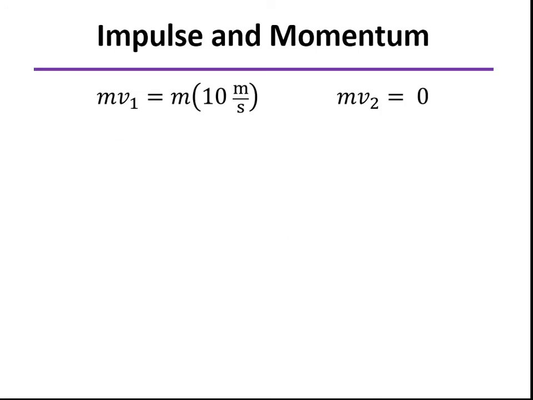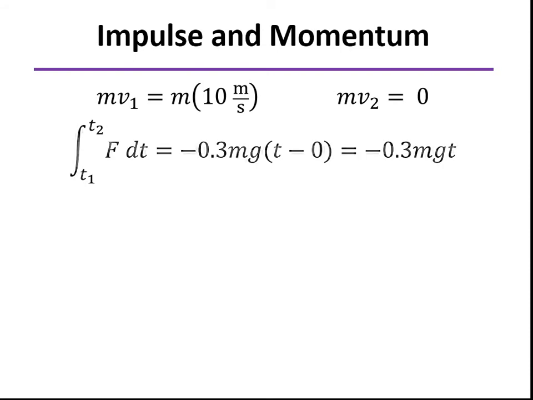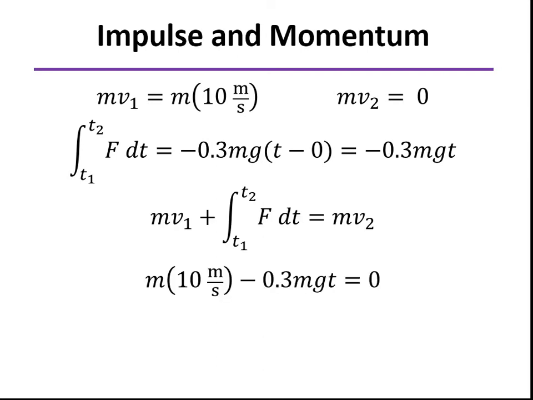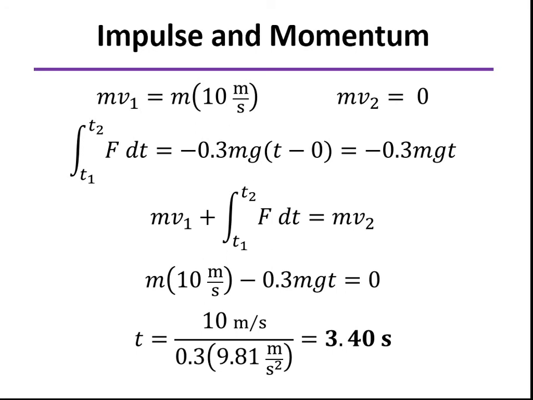So we start out with our initial momentum, just the mass times the speed. The final momentum, again in the x direction, is going to be 0. And relating those two is the force integrated over time. Again, the only force we have in the x direction is friction, which is 0.3 mg. It's in the negative x direction, hence the negative sign. Because the force is constant, integrated over time it's just the force times the time. Plugging into our equation, we can easily solve for time and find that it takes 3.4 seconds for that box to come to a stop.